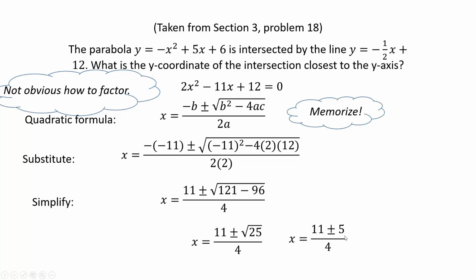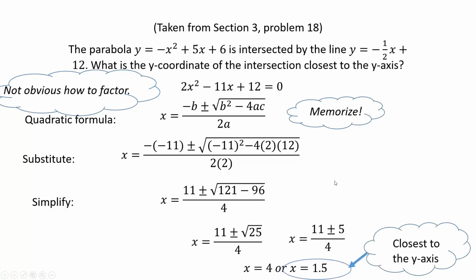So x equals 11 plus or minus 5, over 4. So x equals 4 or x equals 1.5. Which one are we interested in for this problem? Up in the problem it says closest to the y-axis, and so that would of course be where x equals 1.5. That's closer to the y-axis than where x equals 4.